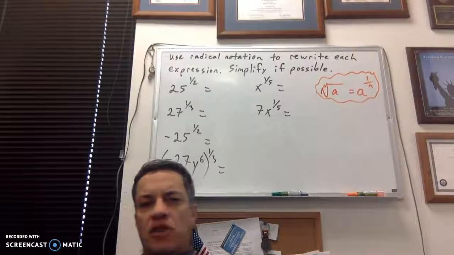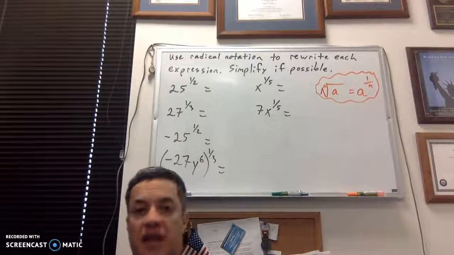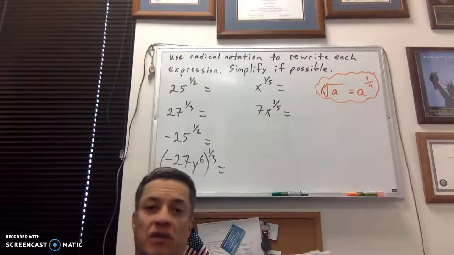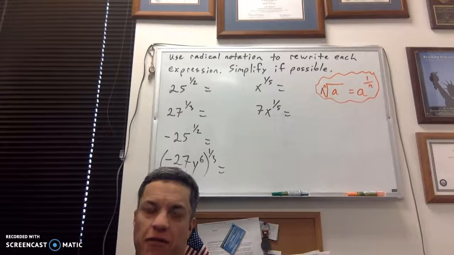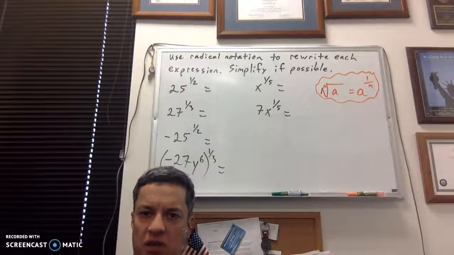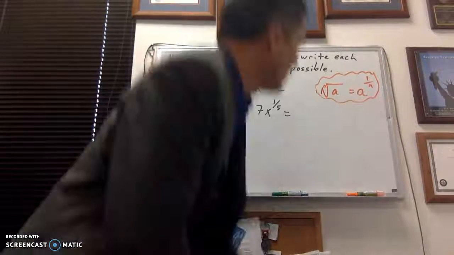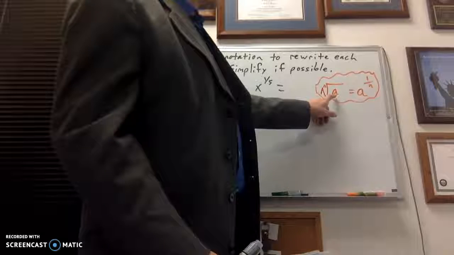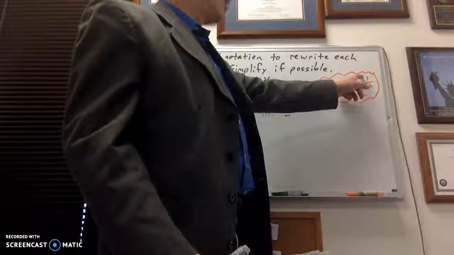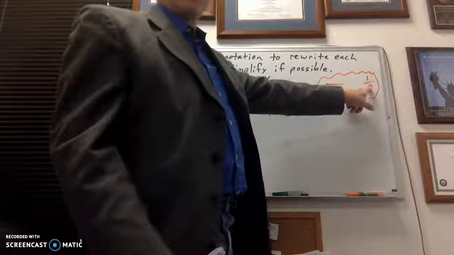Hi all. So now we're going to take a look at rational exponents. That's when you have a fraction in the exponent. To do that, we're going to look at this idea. The nth root of a would be the same thing as a to the 1 over n, where your n is in the denominator there.